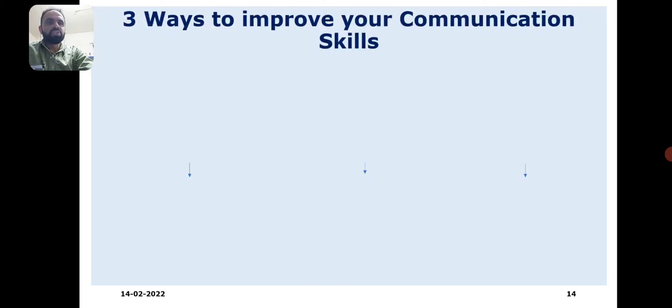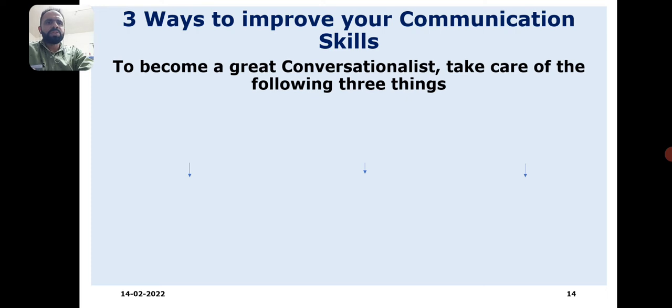So, three ways to improve your communication skills. To become a great conversationalist, take care of the following three things.